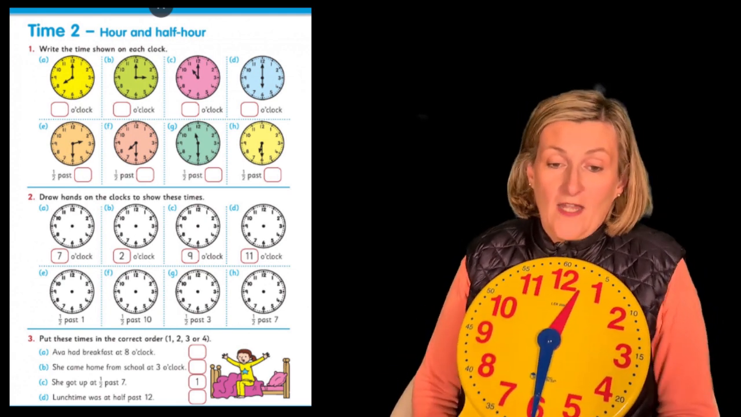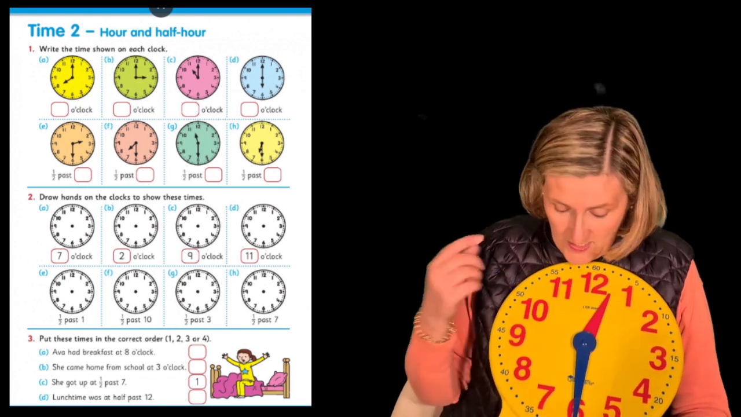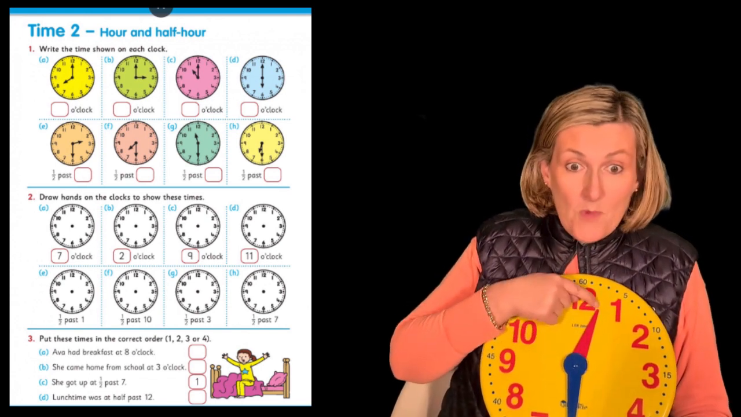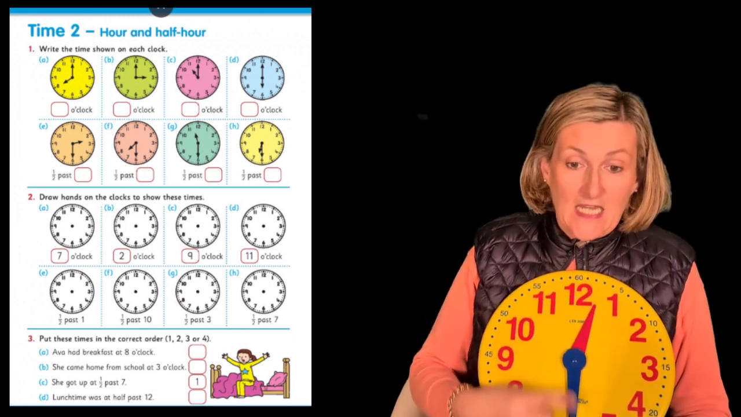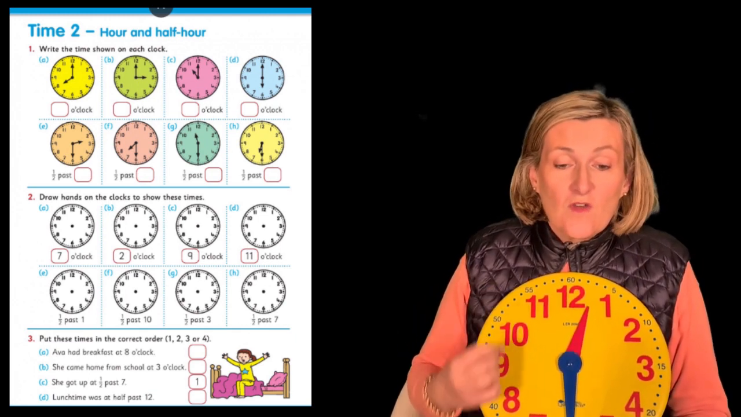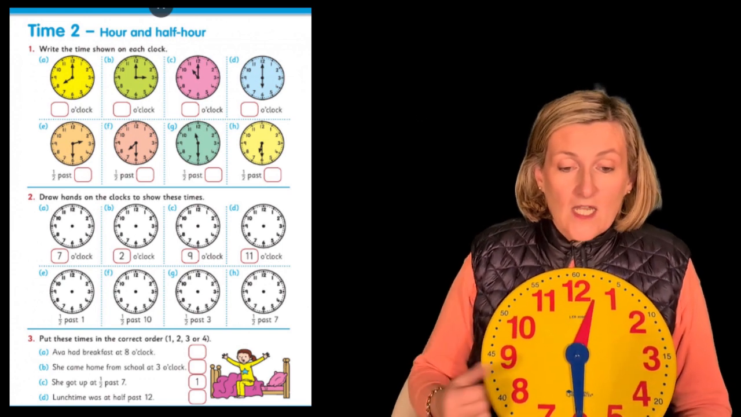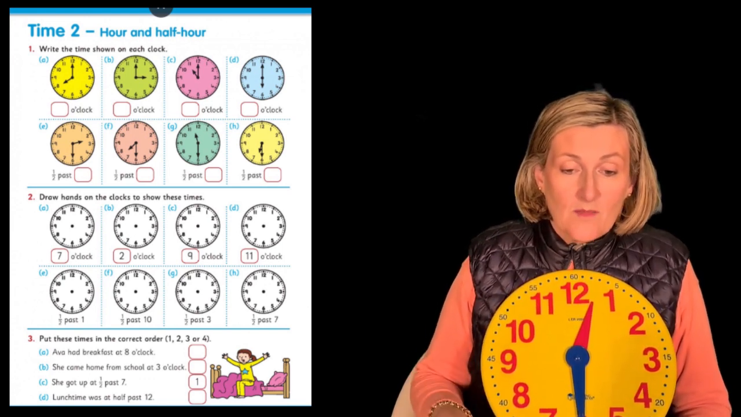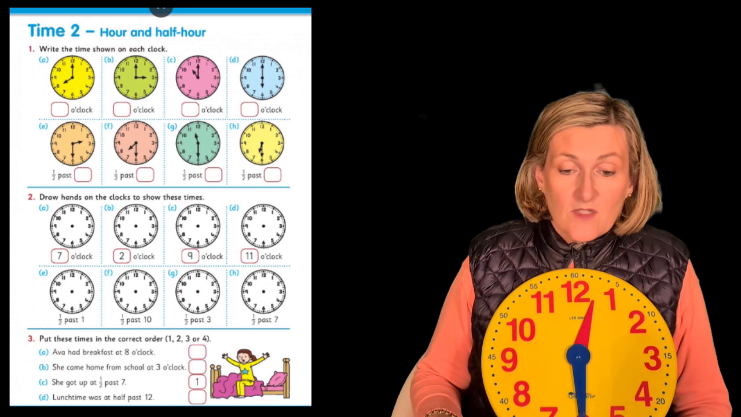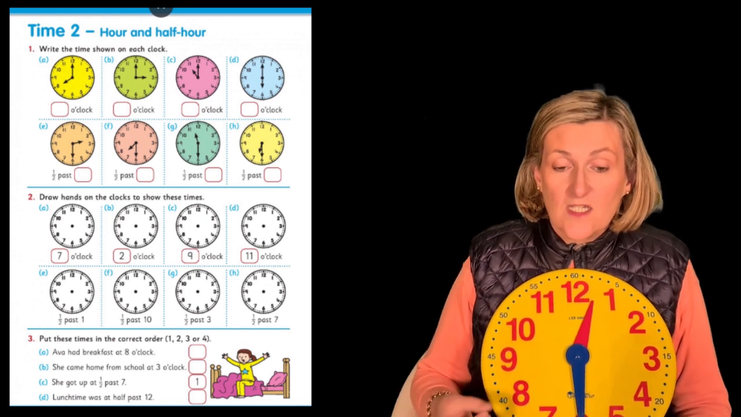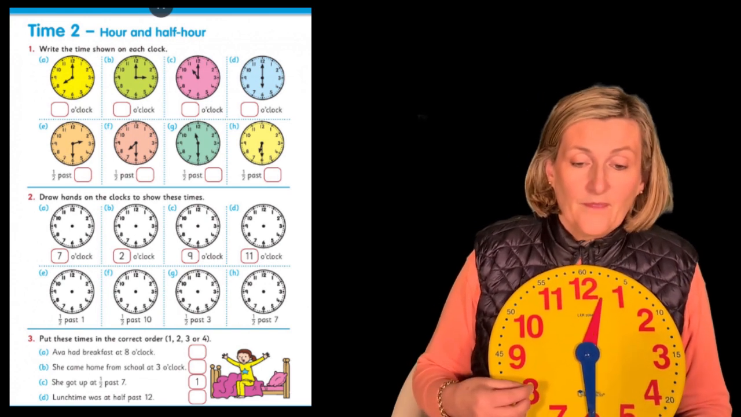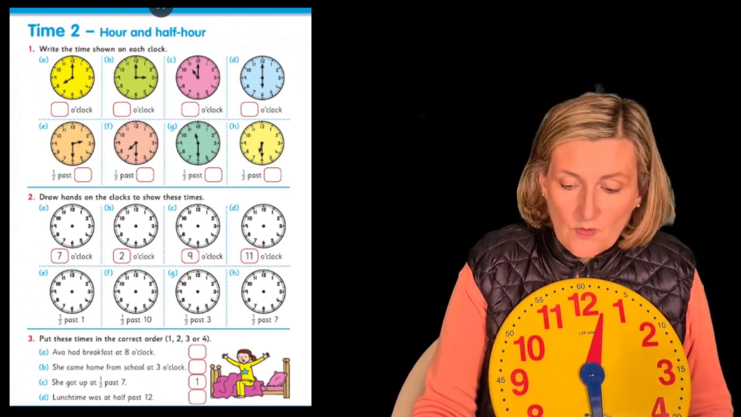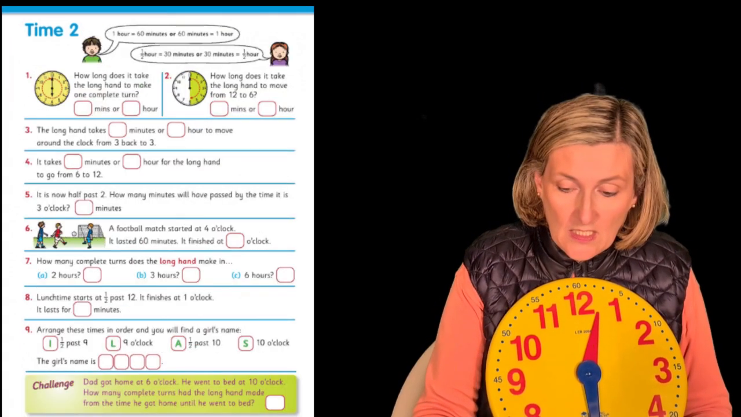You've got to draw your hands on the clock. But remember, when you're drawing your hands, one has to be much shorter than the other. So the hour hand has to be much shorter. The minute hand has to be much longer. Question 3, you've got to put the times in the correct order. What time do you get up? What time did Ava have breakfast? What time did she come home from school? Which comes first? Did she go to school first? Did she get up first? Did she have her breakfast first? Then we go on to the next page.